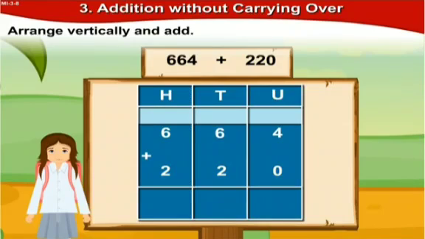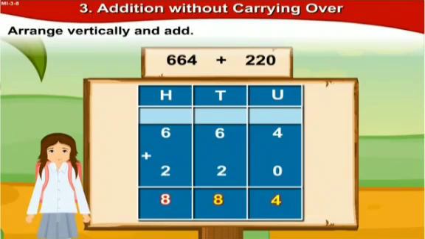Now if you add them, at the units column, 4 units plus 0 units is 4 units. Tens column, 6 tens plus 2 tens is 8 tens. Hundreds column, 600 plus 200 is 800, which means the answer is 800, 8 tens, 4 units. That means 884.